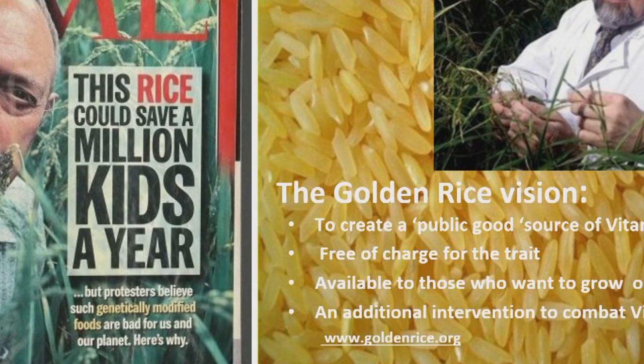Nobody can afford to give free rice to half the world's population every day, but the trait, once it's introduced into any locally adapted and preferred variety of rice, can be provided free of charge, and we work with a network of public sector institutions, rice breeding stations in the developing countries to do that. There should be no charge for the trait, coming back to the vision. It should be available to those who want to grow it or consume it, and it should be an additional intervention to add to the existing interventions to combat vitamin A deficiency. So that was the vision.